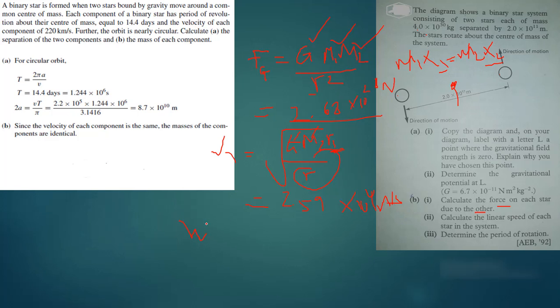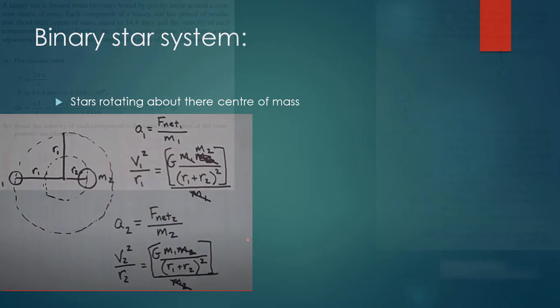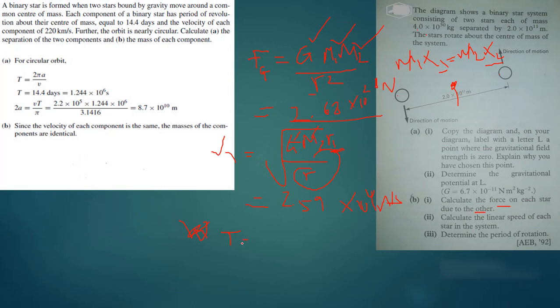Coming to the period, as I said hapa nyuma, kwamba the period t is given by 2 pi r1 over v1. So it's 2 pi times r1, which is the half distance, 1 times 10 power 11, and v1 is what we have got here, and we should solve and get our answer as 2.42 times 10 power 7 seconds.